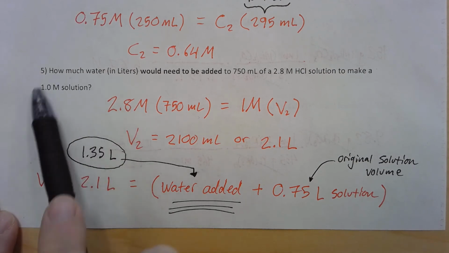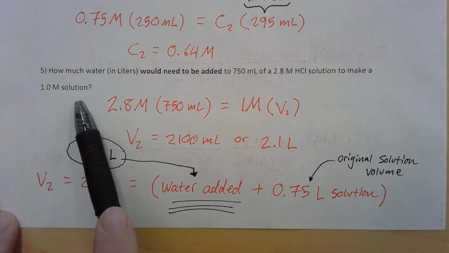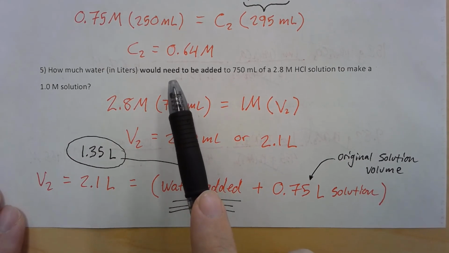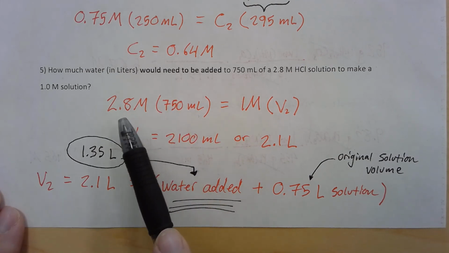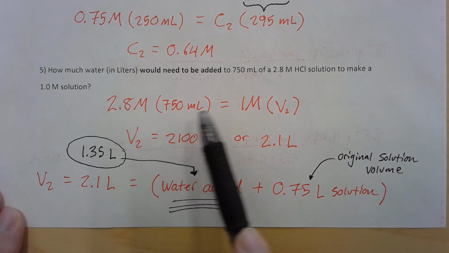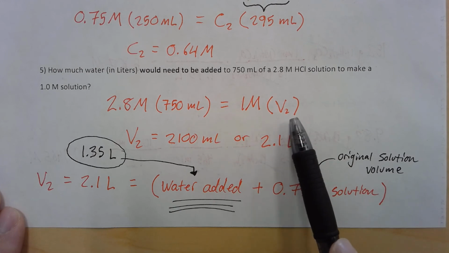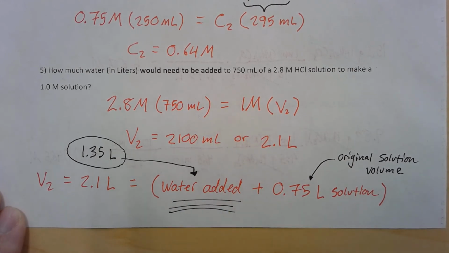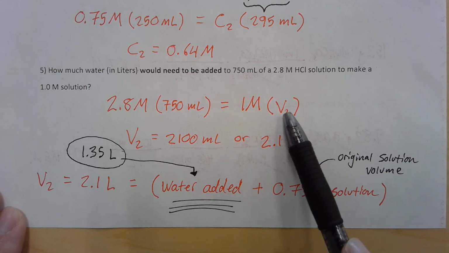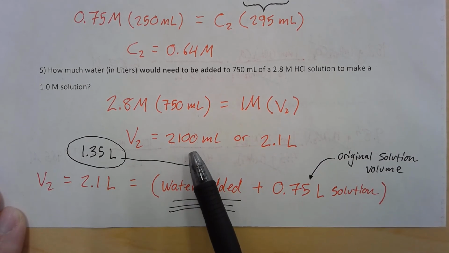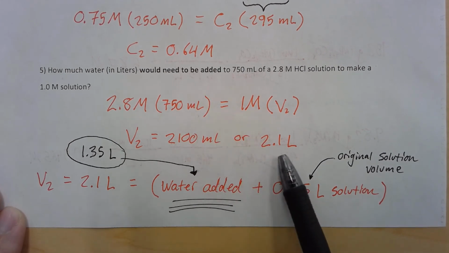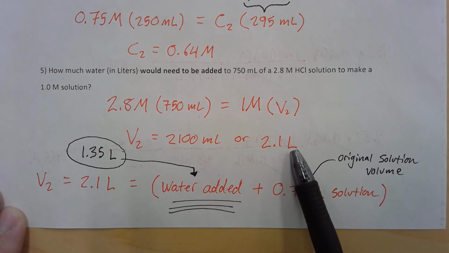So what we want to do is make this into a 1 molar solution, but we need to find out how much water needs to be added first. So we set it up, C1 V1 equals C2 V2. Of course, we're looking for V2 because we need to find out how much water is added. So we solve for V2, and that ends up being about 2.1 liters. However, this is not how much water is added, that's the total V2, right?